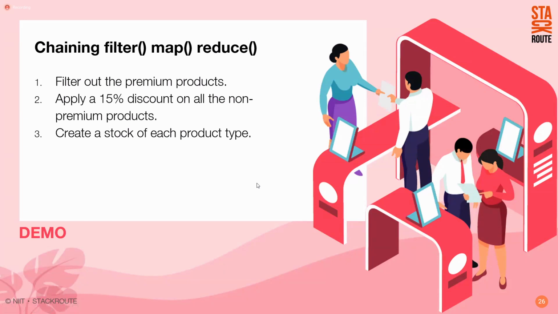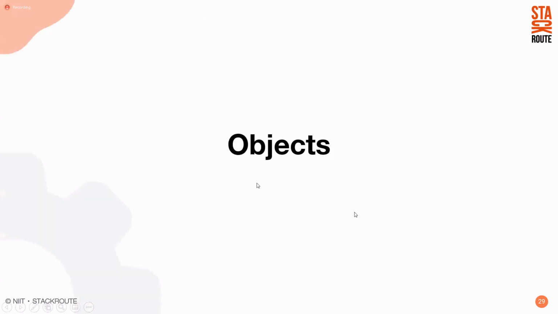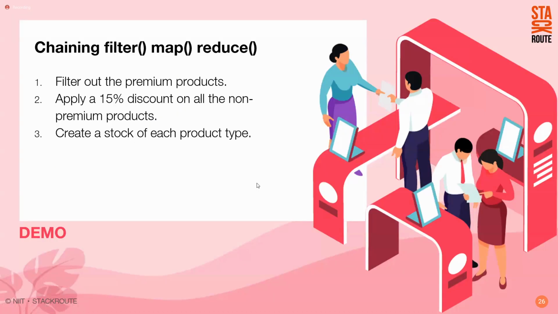So let's continue with one last demo on arrays. I think this is the last demo. Then we will get into objects. I'll complete the last example, then we'll go on a break.